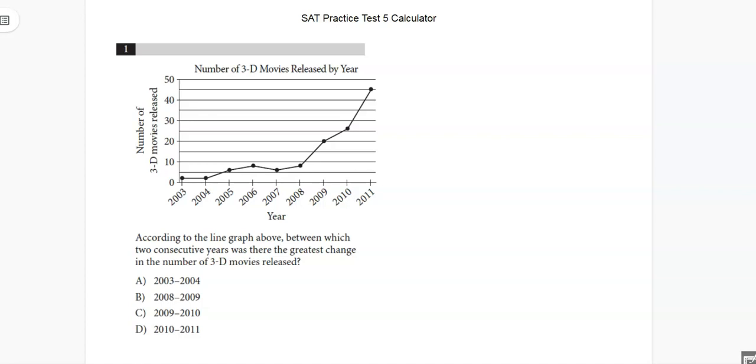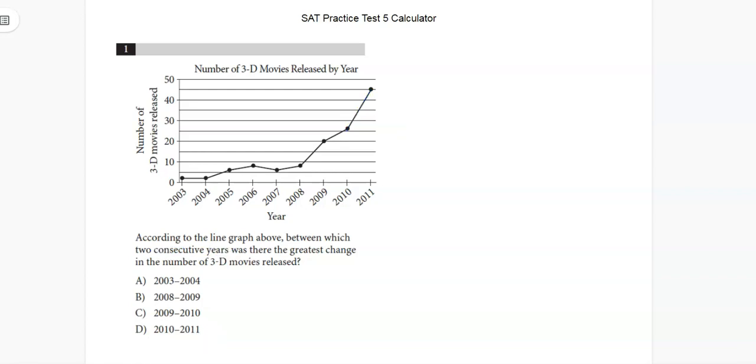According to the line graph above, between which two consecutive years, and consecutive means back-to-back, was there the greatest change in the number of 3D movies released? The greatest change means where it's going up or down the most. Looking at the graph, I think it's right here, because we jumped from basically 25 up to 45. So we increased by 20 that year. So from 10 to 11, the correct answer there should be D.